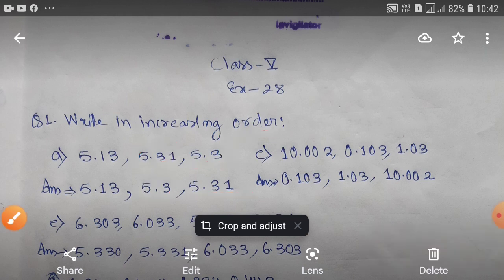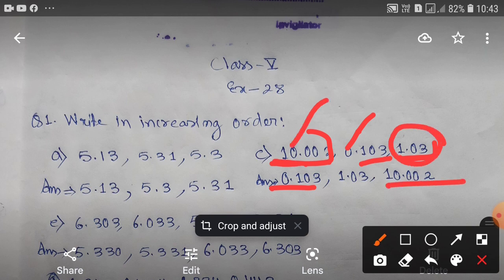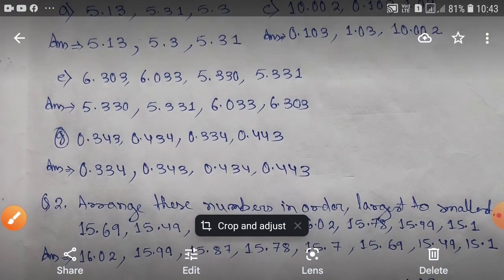Same is the case with the question number C. Here also see we have 10.002 and then 0.103 and 1.03. If you see clearly, the number having 0 at its whole part is smaller, so we'll take it at the first position. Then we'll compare 1.03 and 10.002. See, 10 point is larger than 1.03, so we'll put 10.002 at the last and 1.03 at the second position. Okay, now let us move on to the next question.